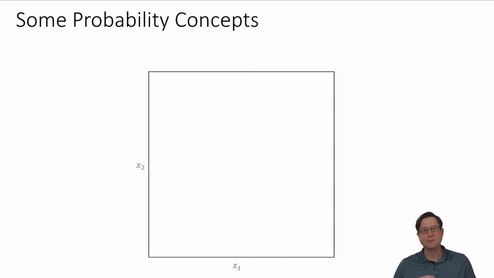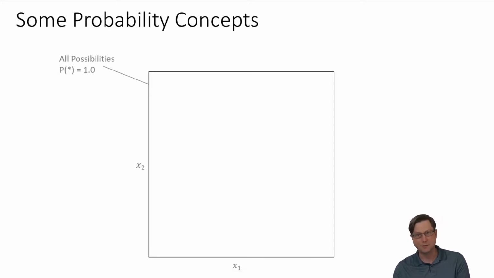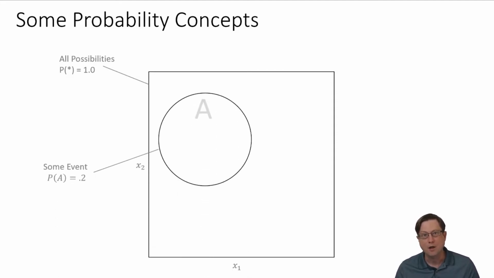So, probability concepts. Right here, what I've drawn is an instance space with two variables, x1, x2. And in the past, we've drawn our linear models on this, like, okay, that's a separator in the instance space. Everything on one side is classified one way, everything on the other side is classified another way. So that's pretty much the same thing we're showing here, a two-dimensional instance space. Now, you could say that there is an event that can occur, and mapping this to the concepts we've talked about before, this is kind of like y equals 1, or you could say in this region, A equals 1. So the event's name is A.